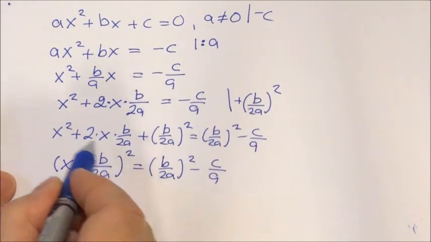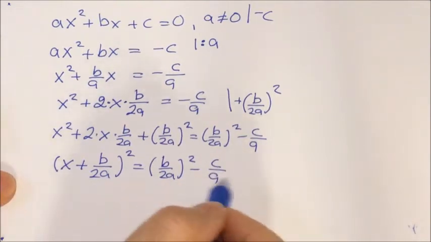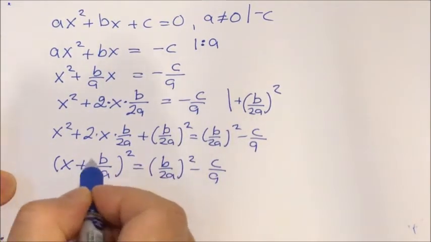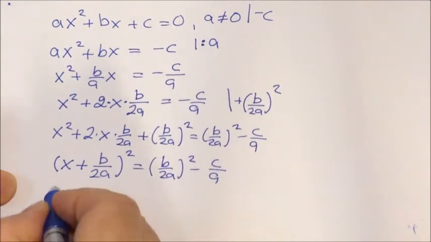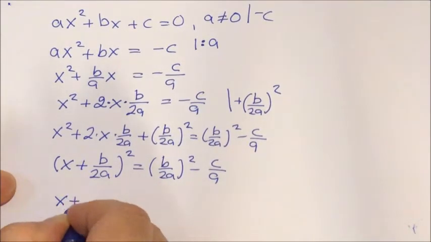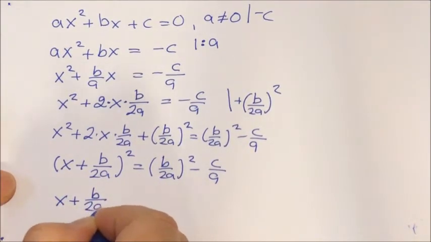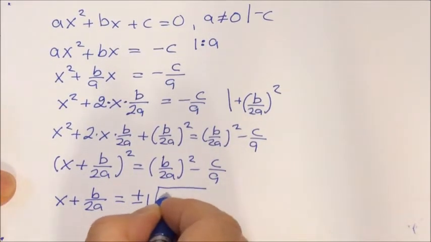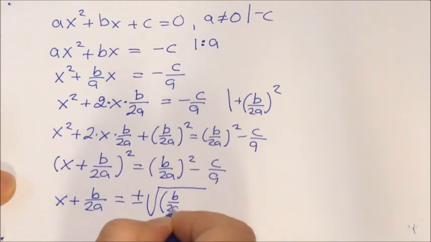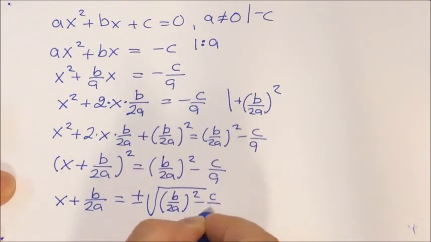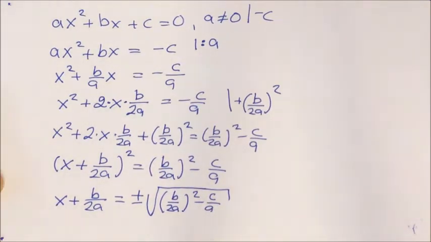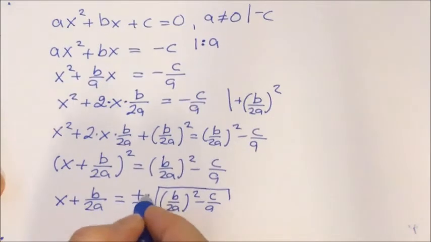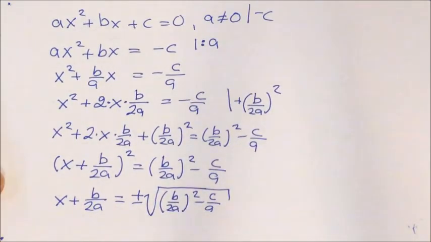And because this something to the second power equals this expression, we can solve this by taking square roots of the right hand side. So x plus b divided by 2a equals plus or minus square root of b divided by 2a, squared, minus c divided by a. And we can simplify this expression and see what we get.